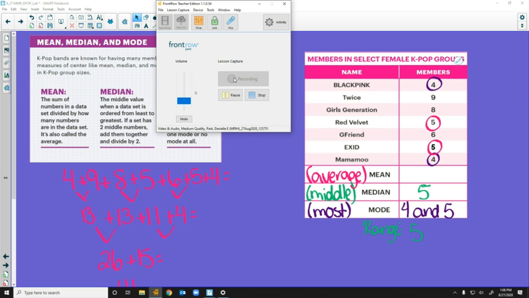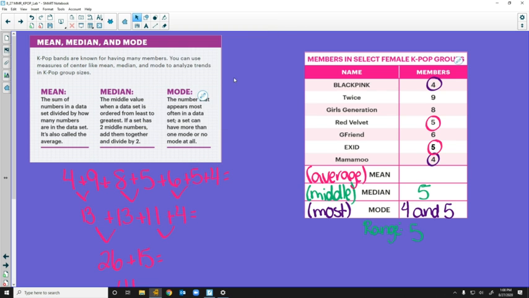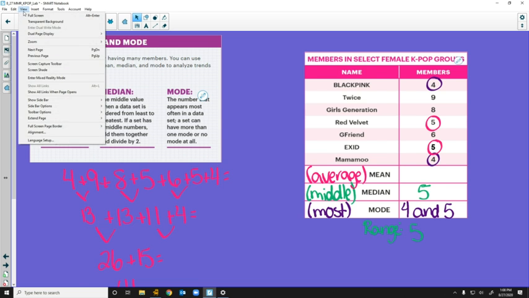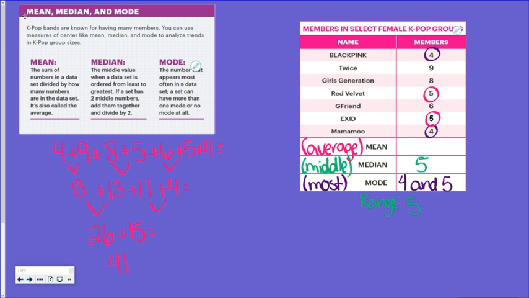Okay, sorry about that. I had to pause for a second. So let's go back. We were finding the mean, and we had just added up all of our data points. That's the first step. So for mean, the first thing we need to do is add, and then we will divide by how many data points we added.